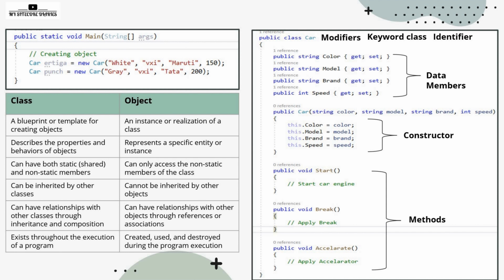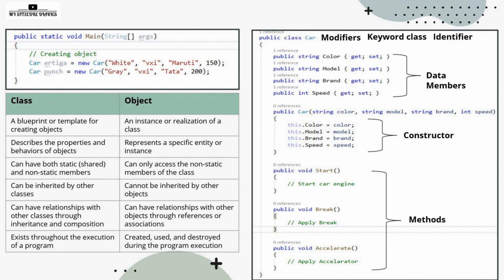A class can have a relationship with other classes through inheritance and composition. We will see inheritance and composition in future videos. An object can have a relationship with other objects through reference and association. Again, reference and association we will see in the upcoming videos.